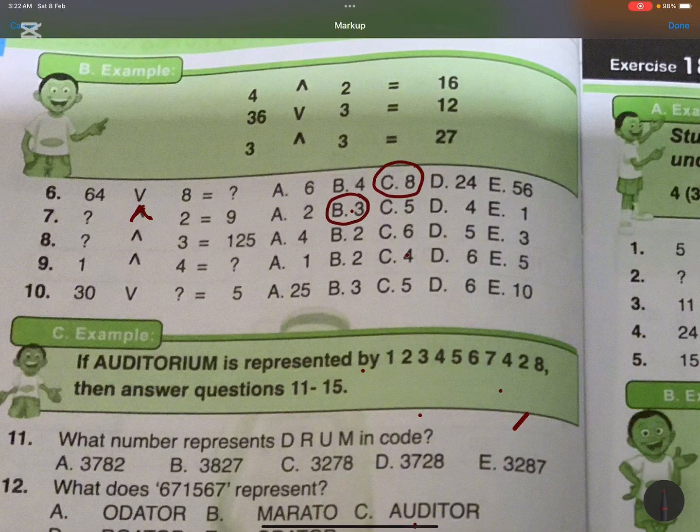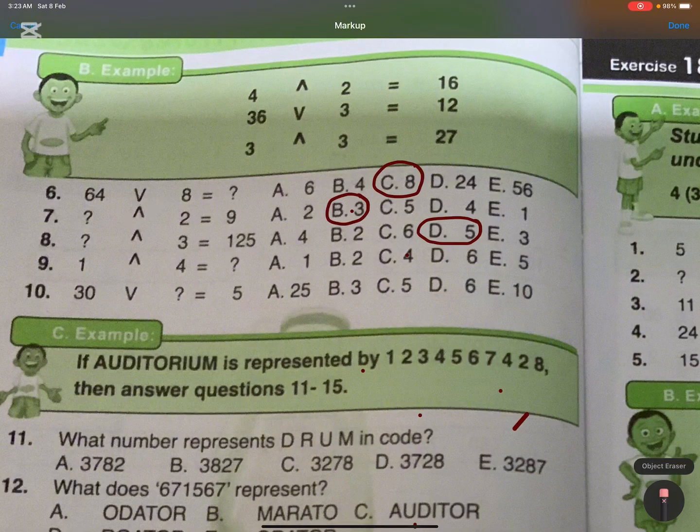Now here, the sign is facing down too. And that means this number raised to power 3 will be 125. And that's 5. 5 raised to power 3 is 125. So the answer is 5. That's D. 5 raised to power 3 simply means 5 times 5 times 5. And that's 125. Now to the next one.